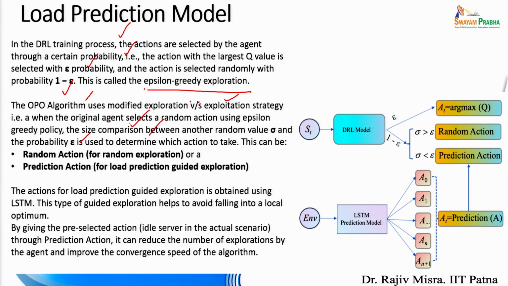This can be a random action for random exploration, or a prediction action, that is the load prediction, which is the guided exploration, and that is what is shown over here. The actions for the load prediction guided exploration are obtained using the LSTM. This type of guided exploration helps to avoid falling into the local optimum by giving the pre-selected action, that is the idle server in the actual scenario, through the prediction action. It can reduce the number of explorations by the agent and improve the convergence speed of the algorithm.